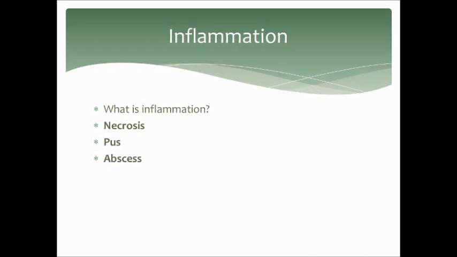Necrosis is when this tissue starts to kind of break down and decay. Pus is an accumulation of dead white blood cells or pathogens, just kind of debris in general. If it has a yellow-like color, that's typically due to dead neutrophils specifically. And an abscess is an accumulation of pus in a specific area.